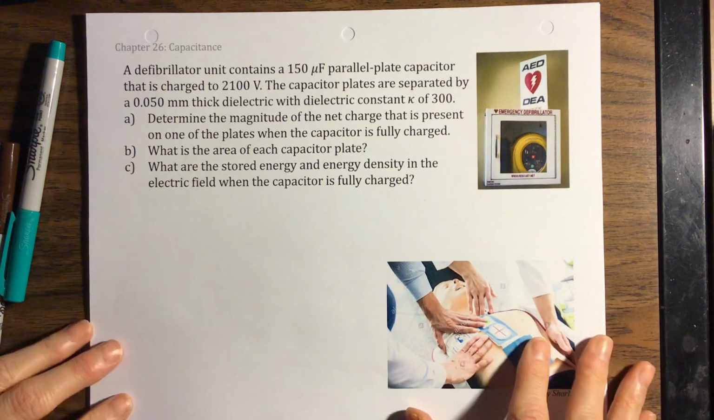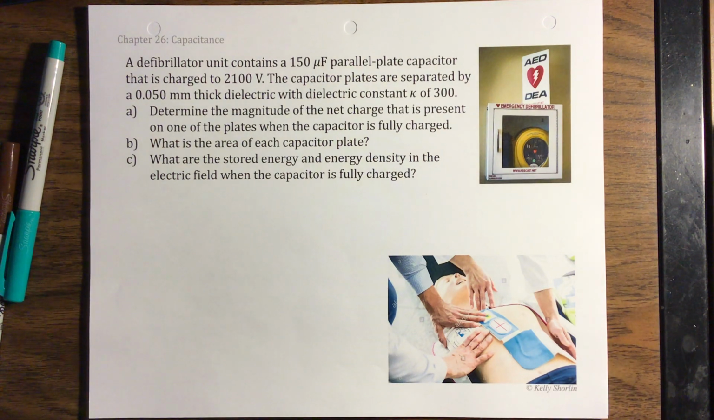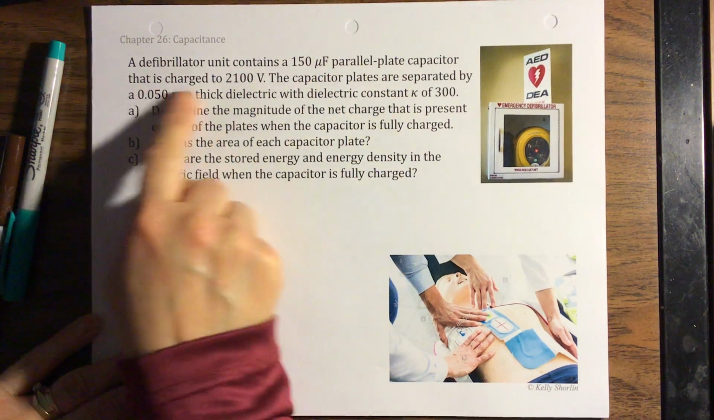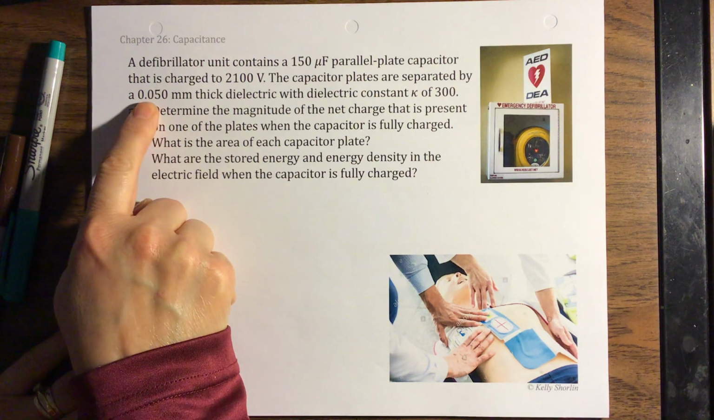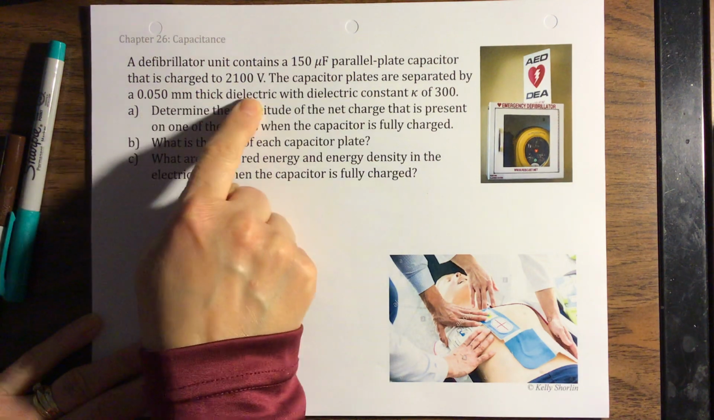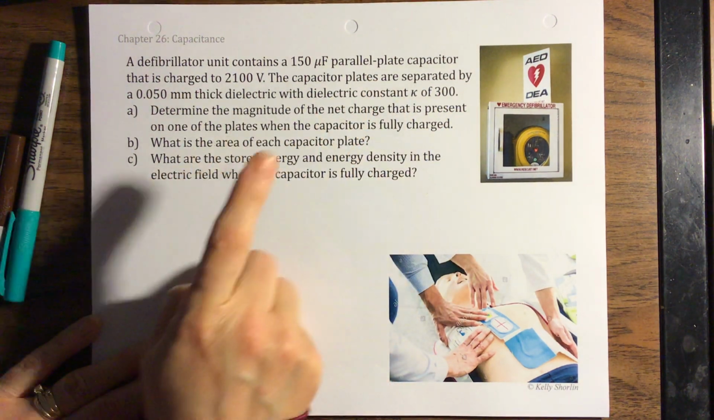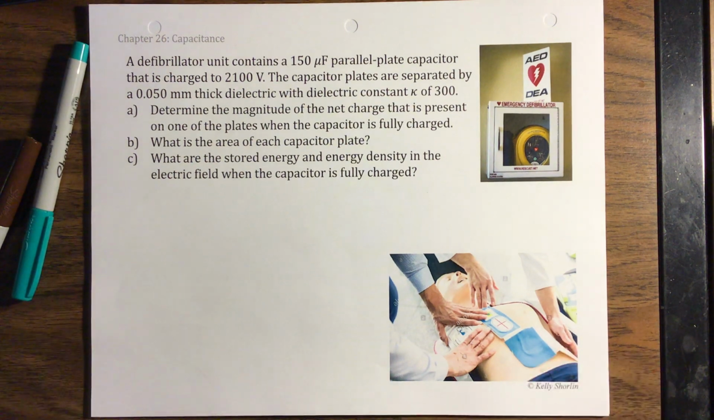So the capacitor in the AED is similar to the capacitor in your camera flash. It charges up slowly till it has an energy of about 360 joules, and then it releases real fast and sends that energy through in one quick burst. That's why in all the TV shows they yell "clear" just as they hit the handles, so that nobody gets a shock from it. Okay, so our unit has a 150 microfarad capacitor. It's charged to 2100 volts, separated by a 0.05 millimeter thick dielectric, where the dielectric constant is 300. We want to find the total charge, the area of the plates, and the energy in the capacitor.